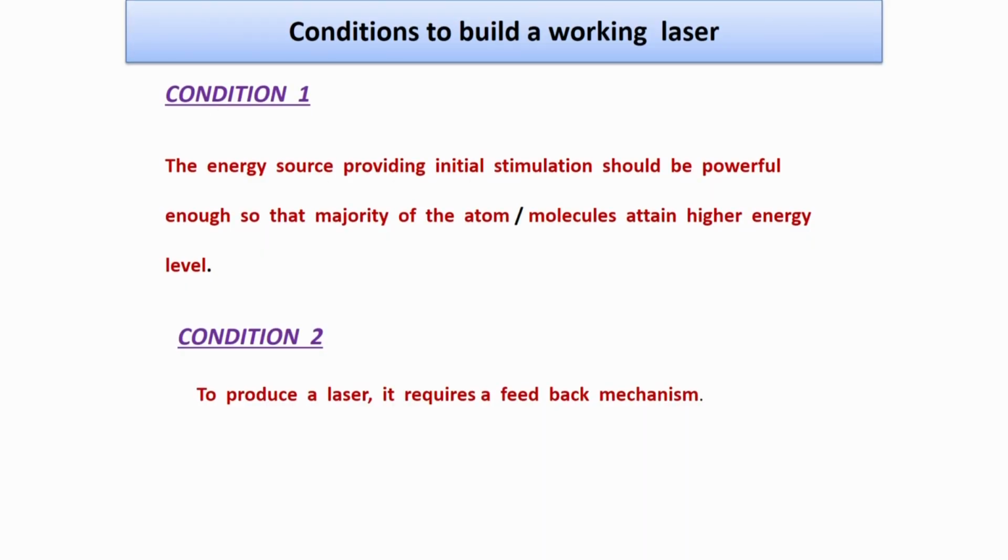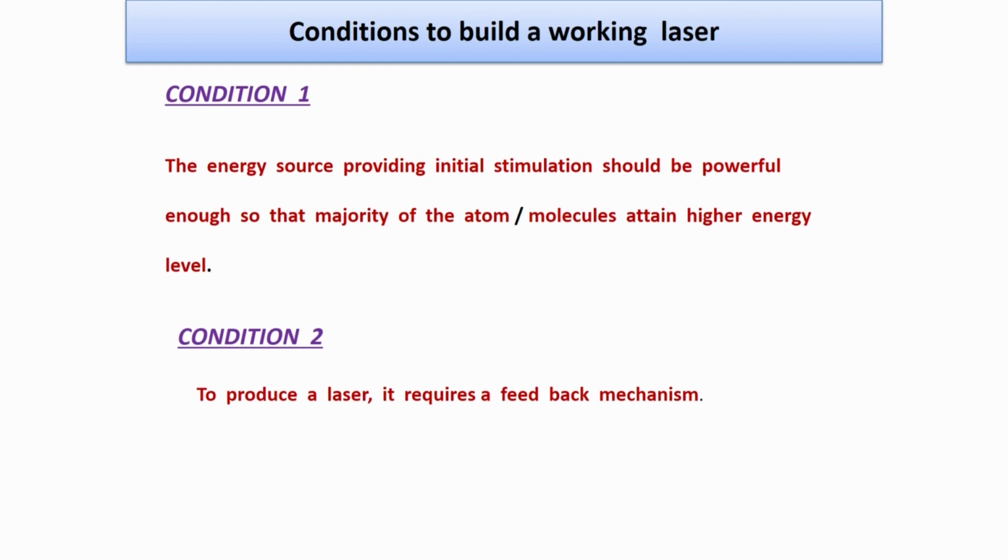So for a working laser, there are two conditions which have to be fulfilled. The first one is that the energy source providing initial stimulation should be powerful enough so that the majority of the atoms and molecules in the lasing medium are in the higher energy state.